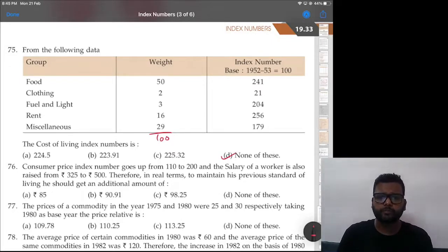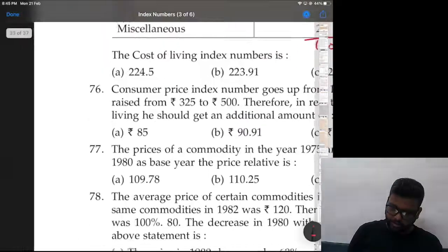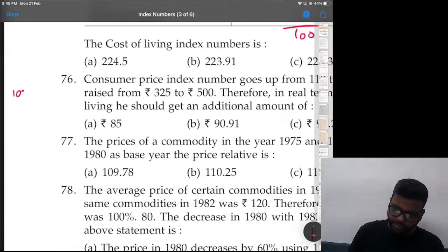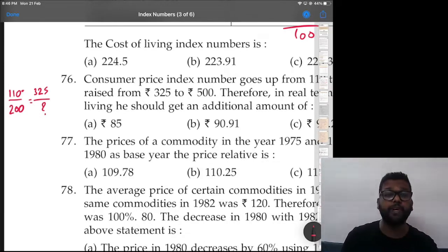Next, 76. Consumer price index number goes up from 110 to 200 and salary of a worker is also raised from 325 to 500. Therefore, in real terms, to maintain his previous standard of living, he should get an additional amount of how much? Understand, the index number went up from 110 to 200. Okay. So his salary should go from 325 to how much? Cross multiply and check.